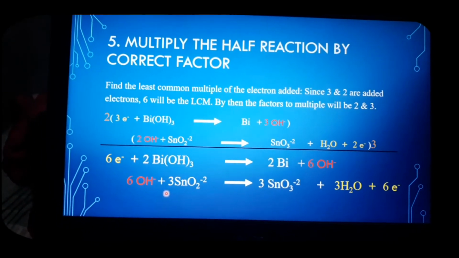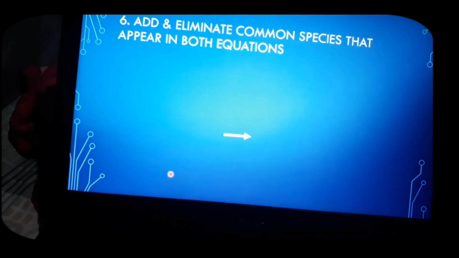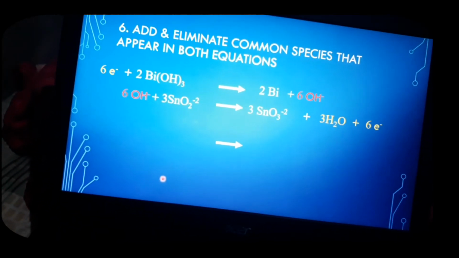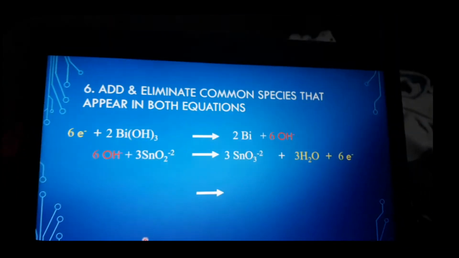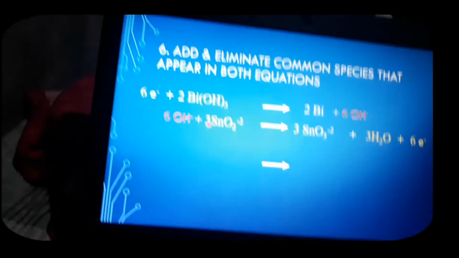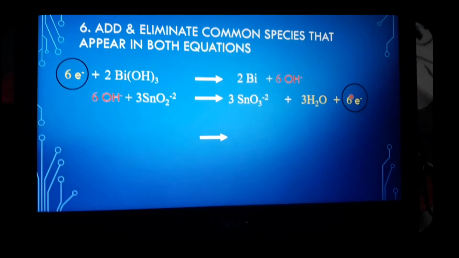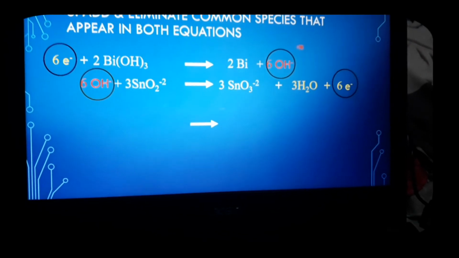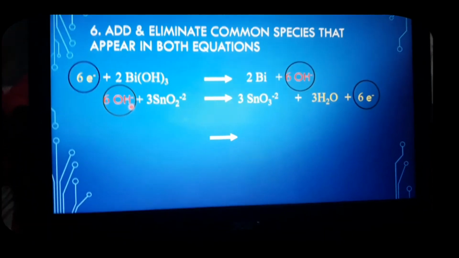Let us proceed now to the next procedure, and that is: add and eliminate common species that appear in both equations. So let us look at these equations. What are those species that appear on both sides? When you say both sides, that means a reactant and a product. So we have the first group, we have the 6 electrons and another 6 electrons on the product. So that would be cancelled. Then another thing is the 6 hydroxide ions are both appearing in the product and in the reactant. So we're going to eliminate that too.